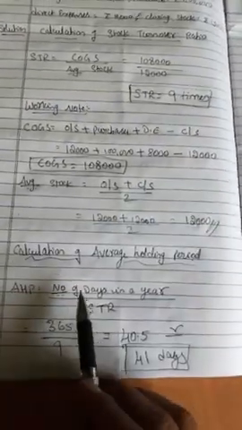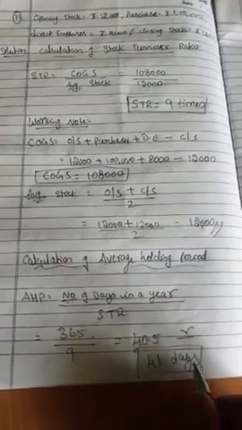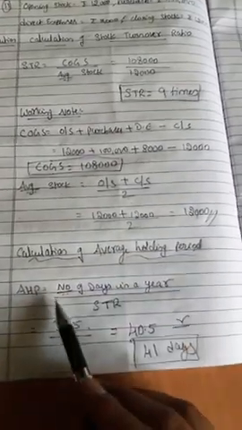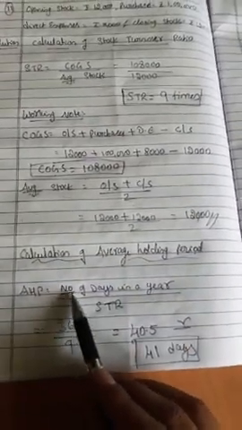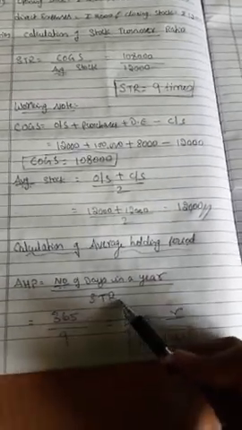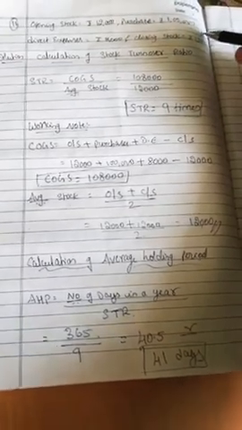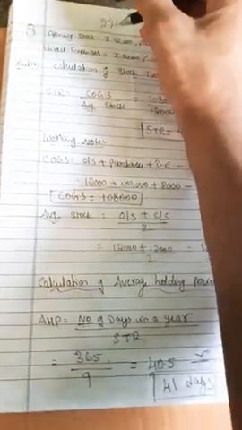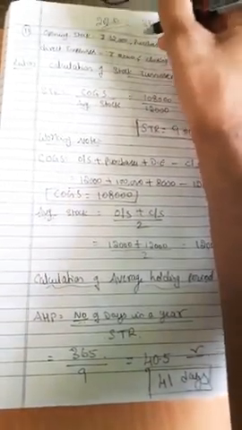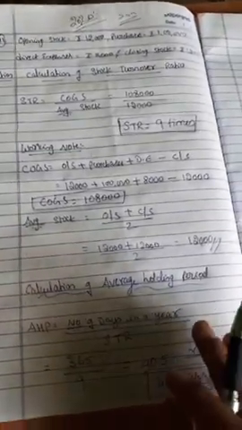Now, we need to know how many days on average we are holding the stock in a year. The formula for the average holding period is number of days in a year divided by stock turnover ratio. You should be very specific, the year might be mentioned. As you know, 2020 is a leap year, so we get 366 days. Make sure you check which year they have asked about and consider the leap year.